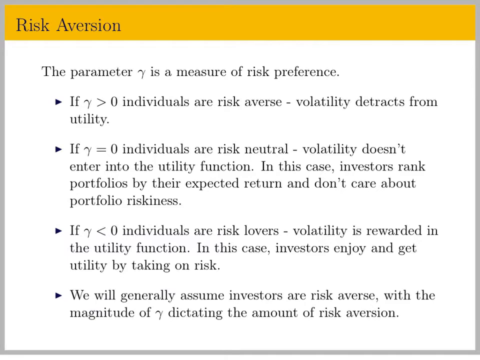So we'll generally assume in this course that investors are risk averse, and that the magnitude of gamma will dictate the amount of risk aversion. When gamma is very large, so we'll say that gamma is a positive number, and when it's large, that will mean that investors are more risk averse, because a small increment in volatility, in sigma, will take away more from the utility function when gamma is large.